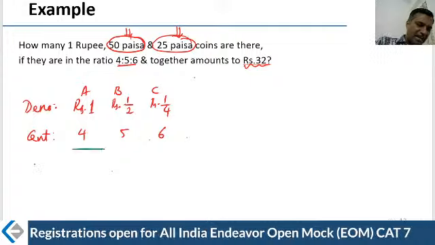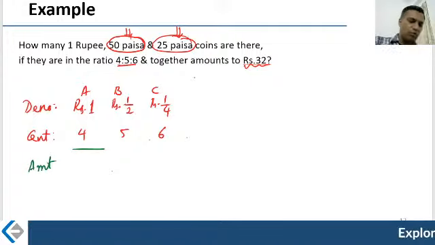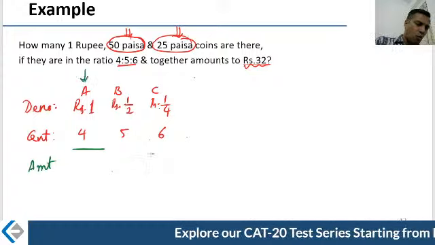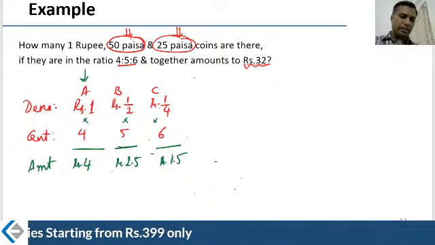And therefore, what is the value, the amount, that you are talking about? Using A only, you look at the amount. 1 into 4, 4 rupees. Great. What is the amount with this? Half into 5, 2.5 rupees. What about the third one? Quarter into 6, that becomes 1.5 rupees.